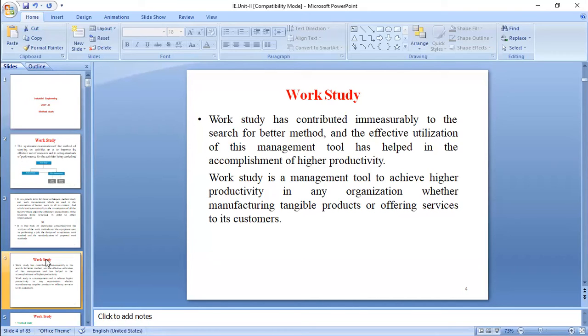For a manufacturing industry, we need to find out methods to improve the productivity. We need to have some efficient use of these resources. Similarly, this management tool is applied to service industries also. So this work study is applied to manufacturing, service industries, or any type of industry, to improve the productivity or the efficiency of that organization. So this is about work study.